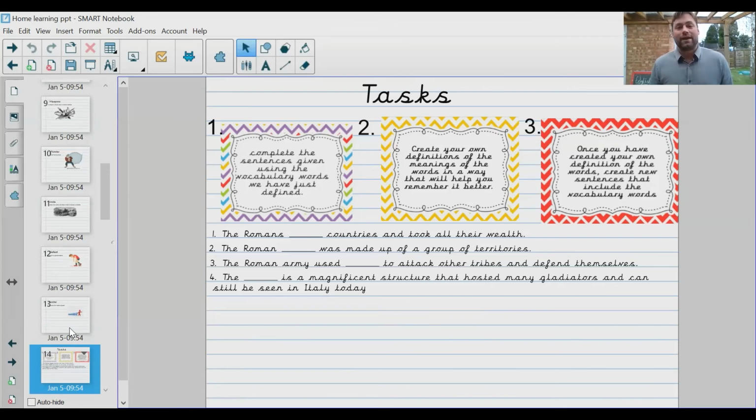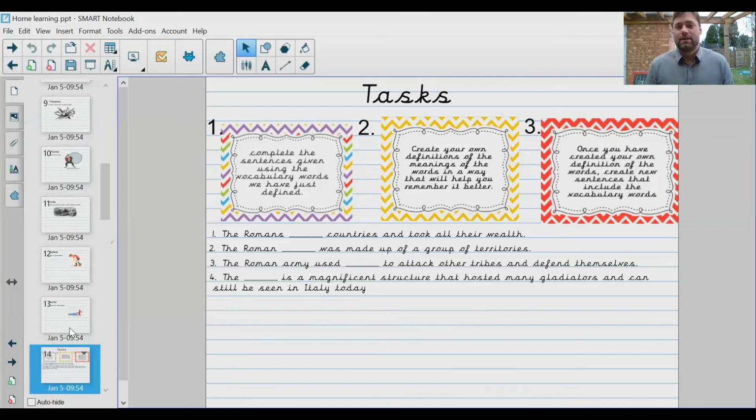Task number 2, create your own definitions of the meaning of the words that we've just explored in a way that will help you remember them better. You may want to write a poem or sing a song, or draw pictures, your own cartoons, to help you remember the definitions of those words.